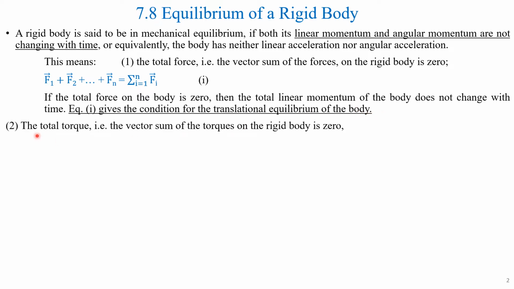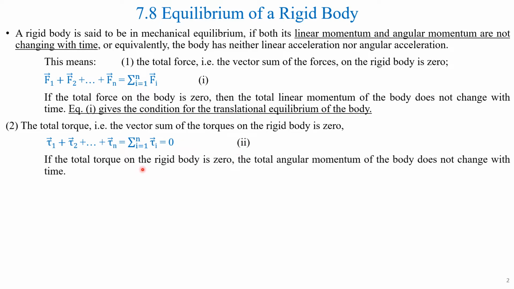Point number 2. The total torque, that is the vector sum of torques on the rigid body, is 0. That is, vector tau 1 plus vector tau 2 plus etc. up to vector tau n is equal to sigma i equals 1 to n of tau i, that is equal to 0. That is, torque on the rigid body is 0. Let it be equation 2.